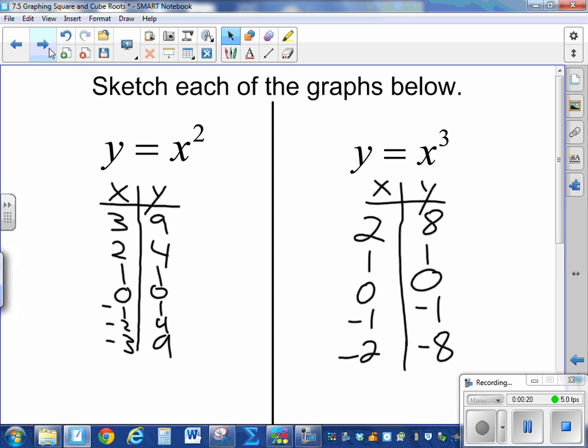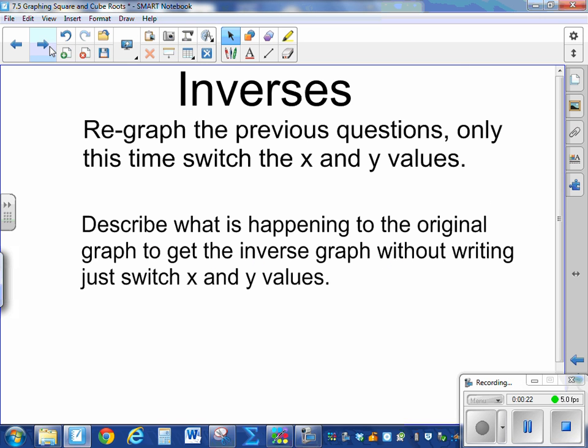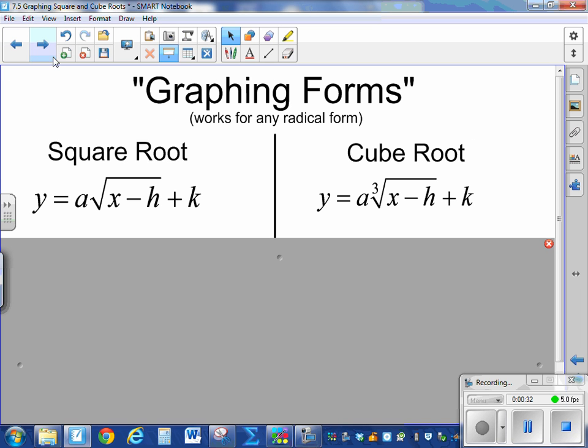So we did a little bit in class just describing where these came from. So you guys should have all that. They're basically inverses of x squared and x cubed. So going to the graphing form, the square root form and cube root form.